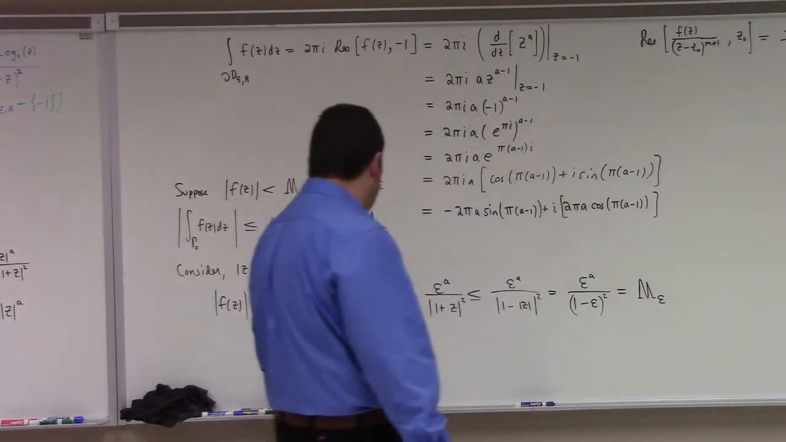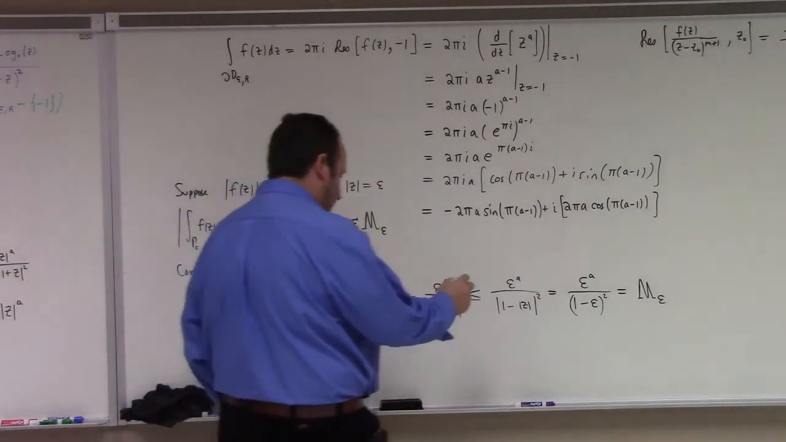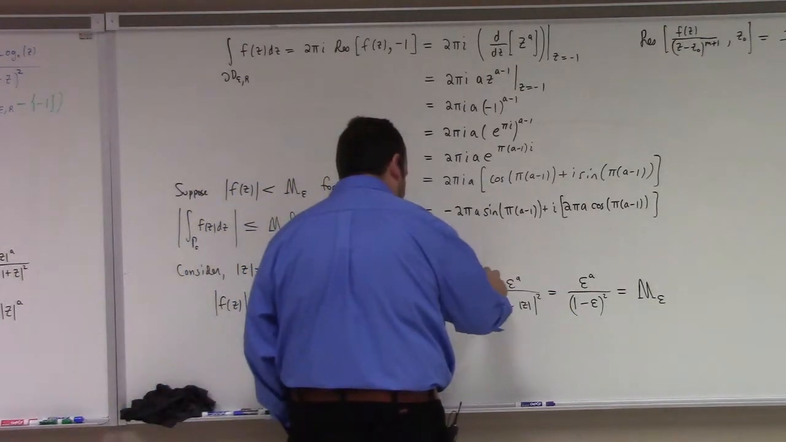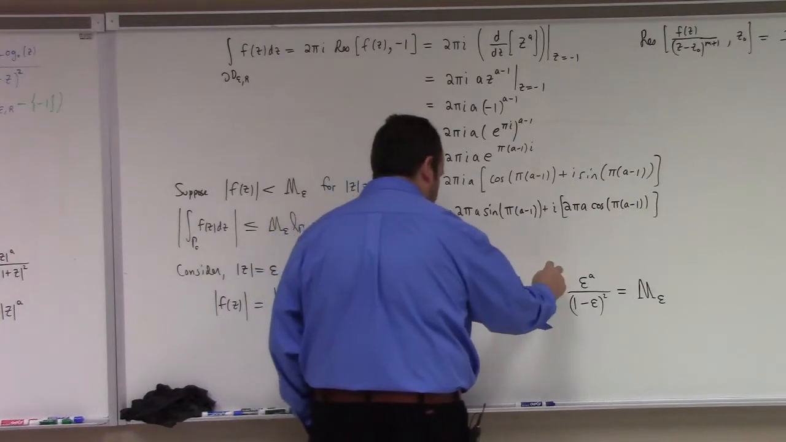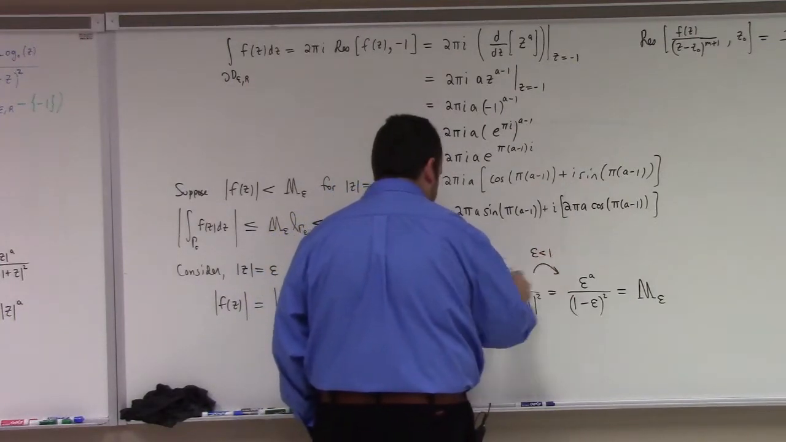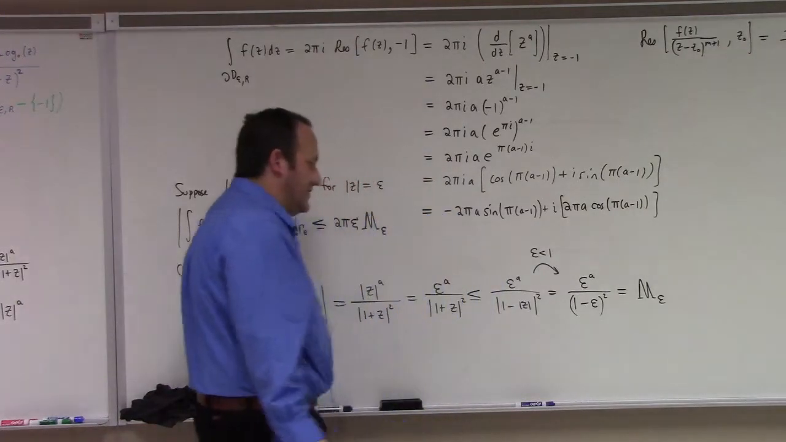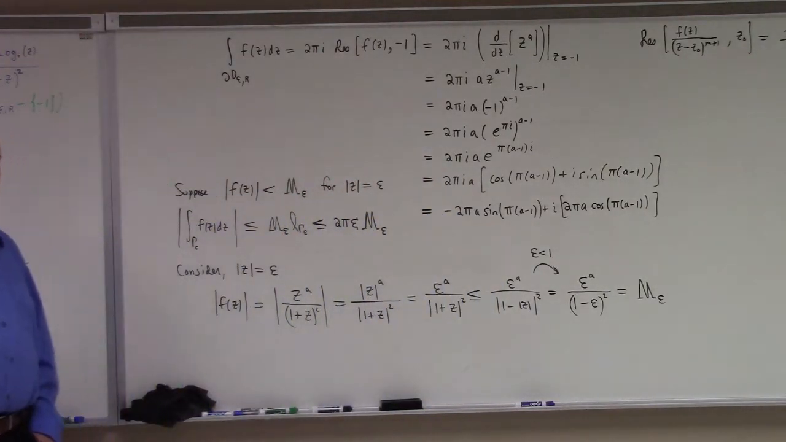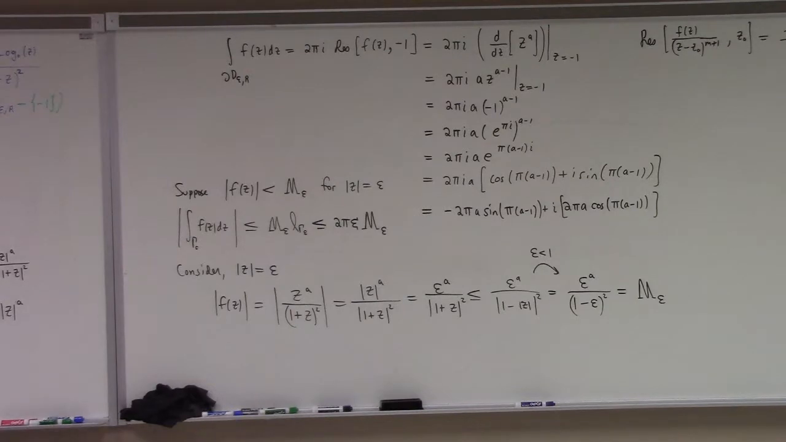Let's see here. Yeah, I think I need that right here, right? No, right here. Now we're interested in the limit as epsilon goes to 0, so that's not a bad ask, is it, to have epsilon less than 1? It's a reasonable request for the calculation.